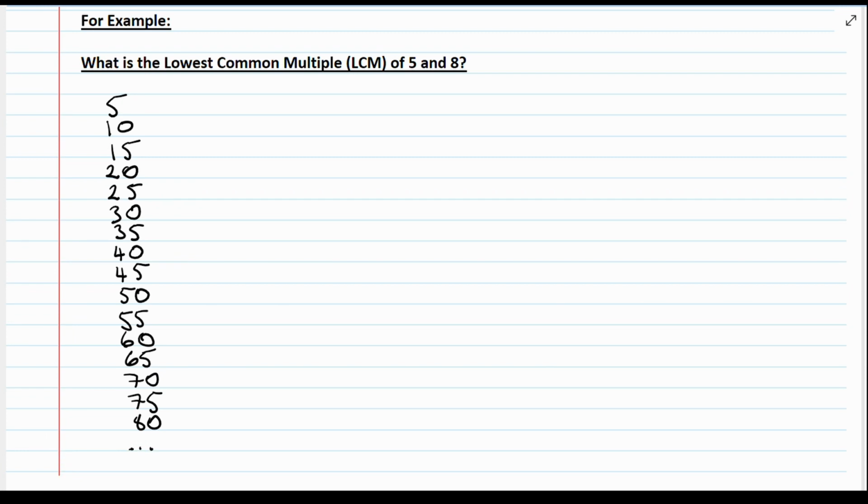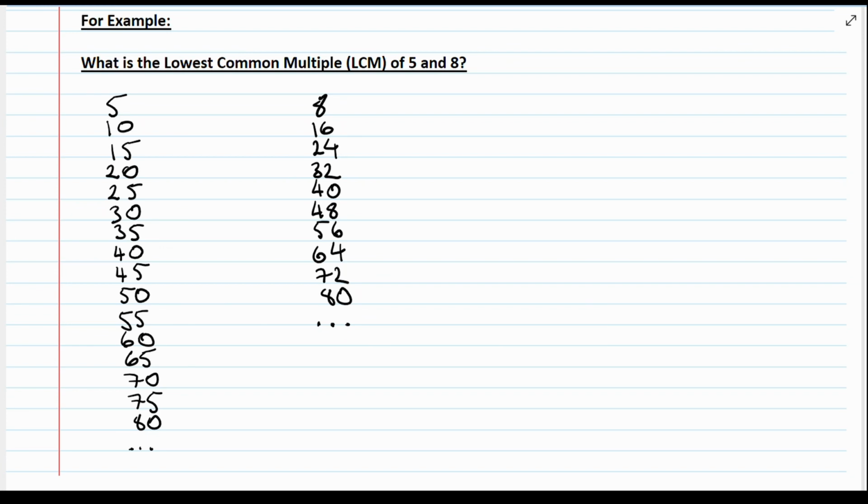Now, let's list out the multiples of 8. We have 8, 16, 24, 32, 40, 48, 56, 64, 72, 80, and we can continue on and on. So we've listed the multiples of 5 and we've listed the multiples of 8.